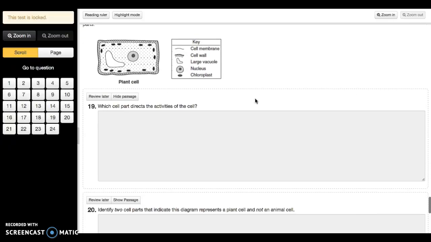Down here, you're identifying 2 cell parts that indicate this diagram represents a plant cell and not an animal cell. So what 2 things in this picture show that it's a plant cell? Okay, if you said cell wall and chloroplast, you're correct. The chloroplast is, again, the hub of photosynthesis.